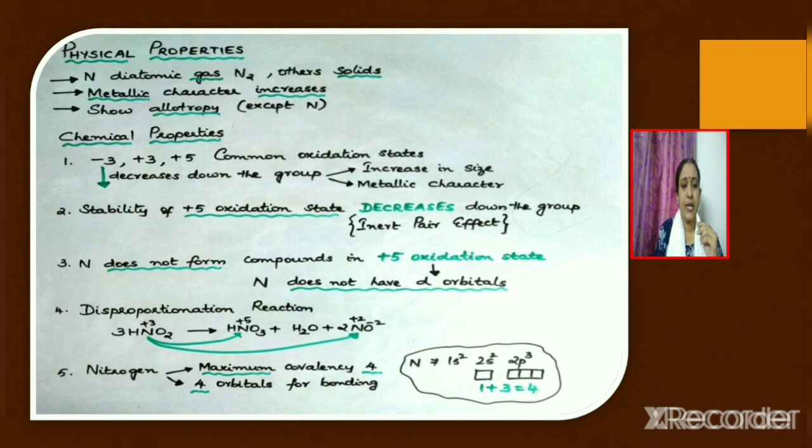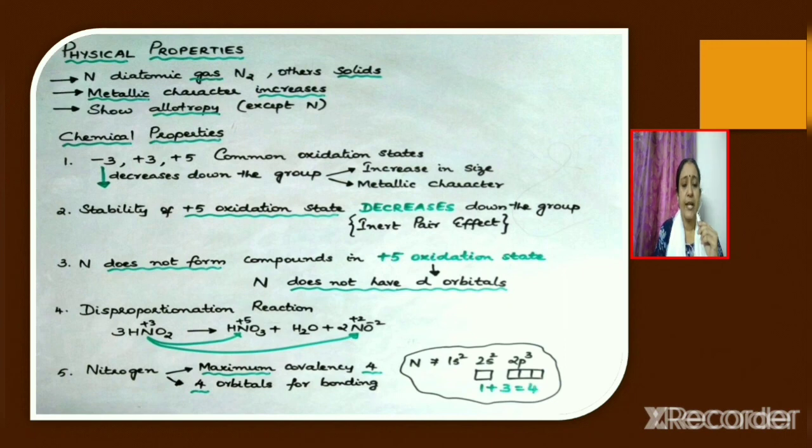Now consider the reaction 3HNO2, that is nitrous acid, giving nitric acid HNO3 plus H2O plus NO. In this reaction, the oxidation number of nitrogen changes from +3 to +5 as well as from +3 to +2. So there is both an increase and a decrease in oxidation number with the same element, nitrogen. So this is considered a disproportionation reaction.